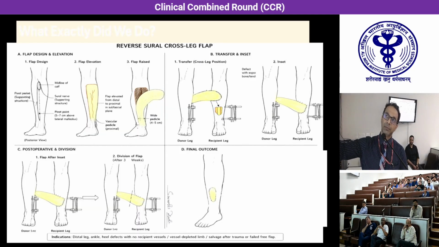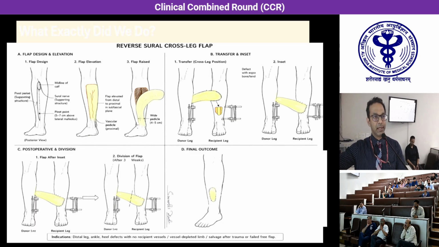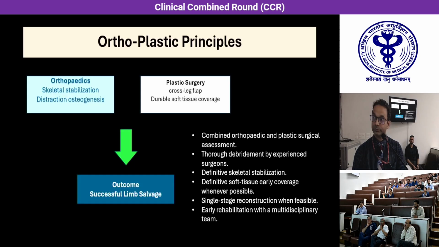So this is what we have done. In the first picture, this is the flap design. We have taken the flap. We have raised the flap. Once we raised it, this is the donor leg. We put it over the recipient leg, and after 3 weeks, we divided it. So in between, what happened? In between, the flap has integrated with the recipient side, and the circulation comes from the recipient leg. Once we are satisfied that the circulation is continuous, then we divide it.